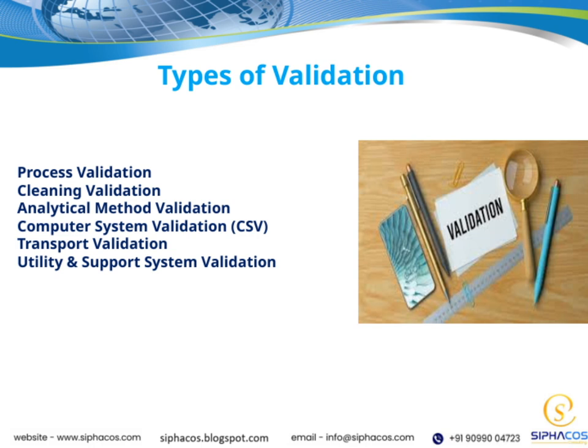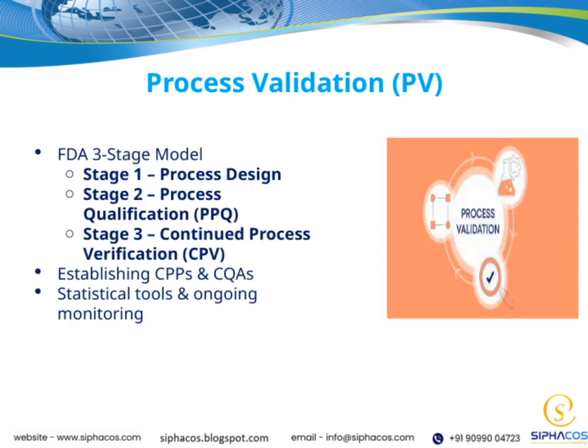standards to support manufacturing. Overall, these validation types are interconnected and play a crucial role in maintaining quality, compliance, and efficiency across our operations. They form the backbone of a robust quality management system, helping us deliver safe and effective products consistently. Now, let's take a closer look at the FDA's three-stage model for process validation.